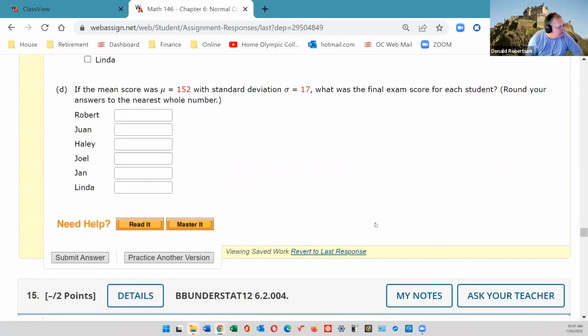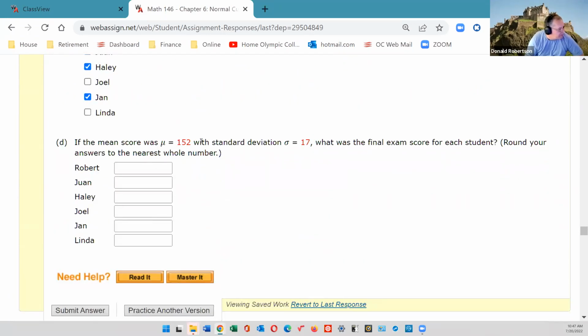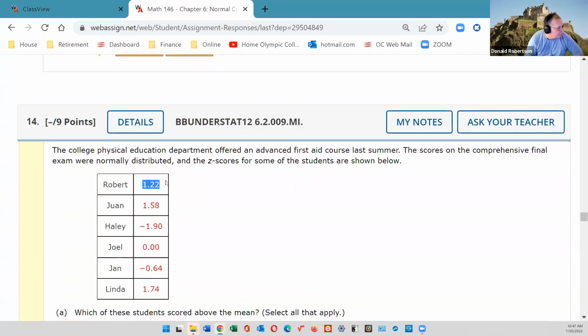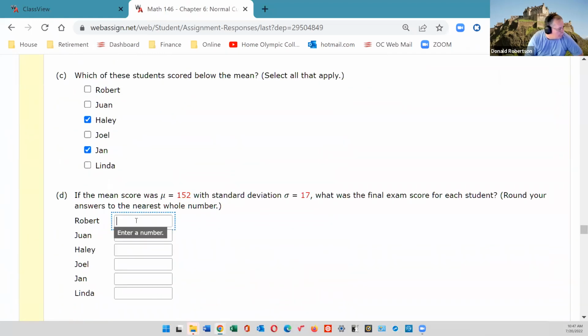Now, this question here tells you what the mean is and what the standard deviation is, and they're saying, take these z-scores and turn them back into what the person got, at least to the nearest whole number. So I'm going to have to show you a new formula for that. So here we go, new formula.